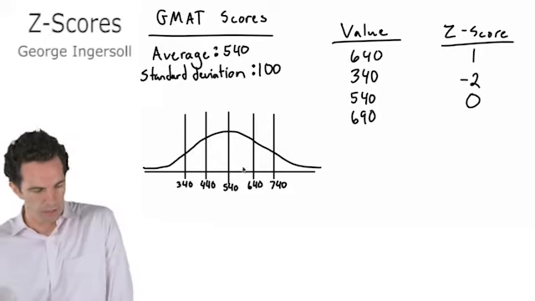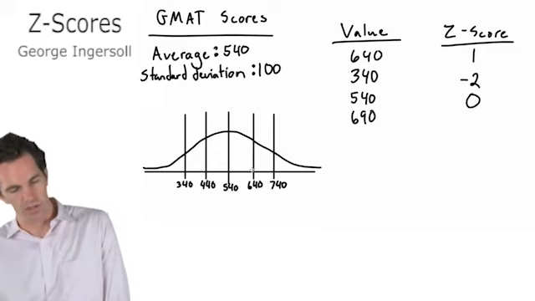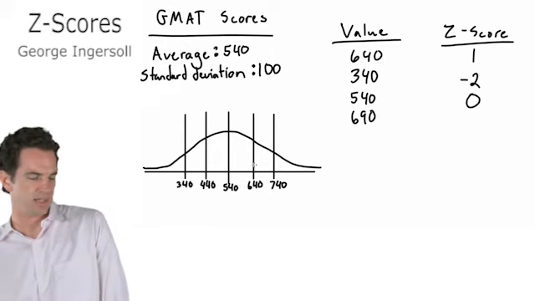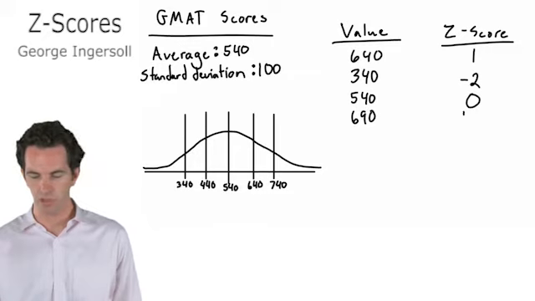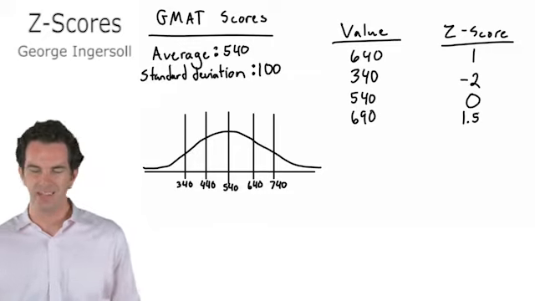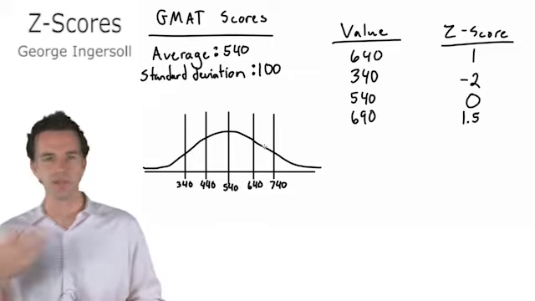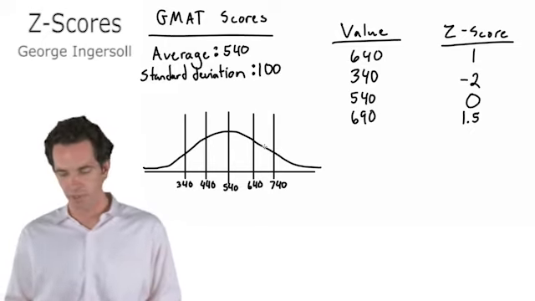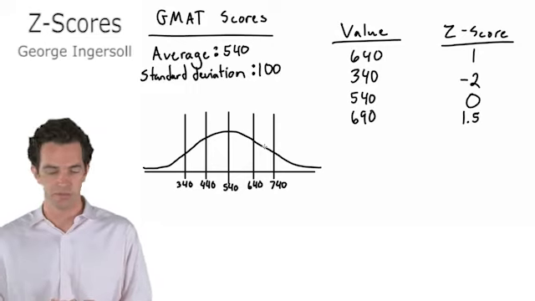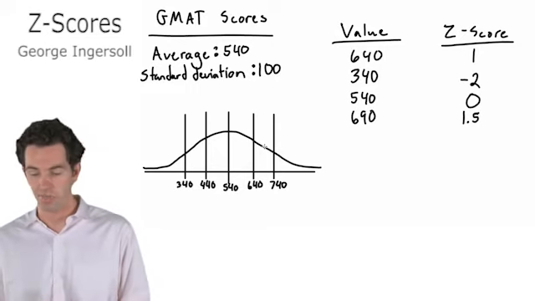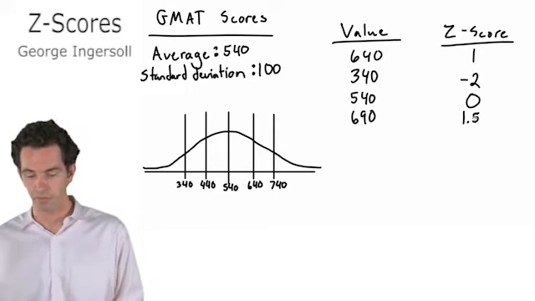Well, 640 is one standard deviation away from the mean, and 690 is exactly in between 640 and 740, which would be 2 standard deviations away from the mean. And so we could say 690 has a z-score of 1.5. And that actually makes sense because we know the standard deviation is 100. 690 is 150 away from 540, so it's going to have a z-score of 1.5.